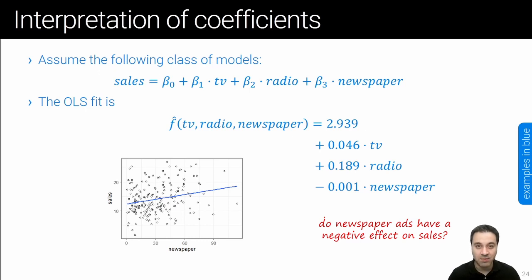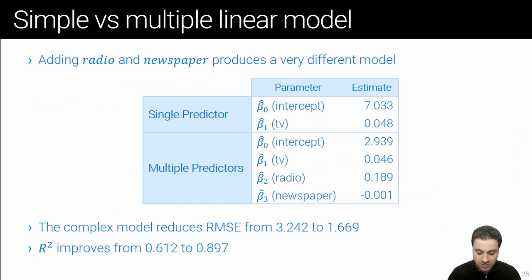Let's actually compare a simple and a multiple linear model. So we saw that adding radio and newspaper produces a very different model. If we only look at the TV, what we saw in the previous video, this is our table, these are our estimates. If we include multiple predictors, these are our estimates. So we see that the effect of the TV remains more or less the same. And now we have this positive effect of radio that appears to be the largest, and this apparently negative effect of the newspaper. And what we see is also that the intercept changes a lot.